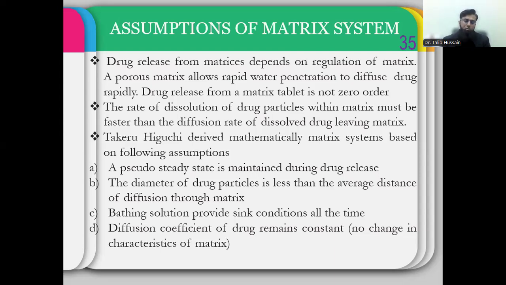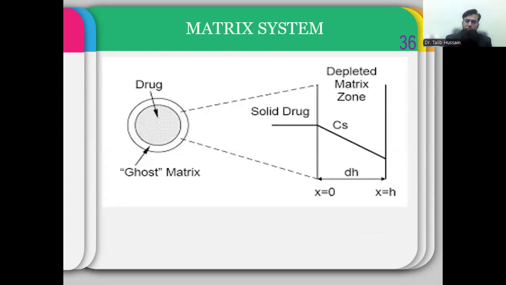So there are 4. A pseudo steady state level should be maintained during drug release. The diameter of the drug should be less than the average distance of the diffusion through the matrix. The bathing solution should provide sink condition all the time. The diffusion coefficient of the drug should remain constant.